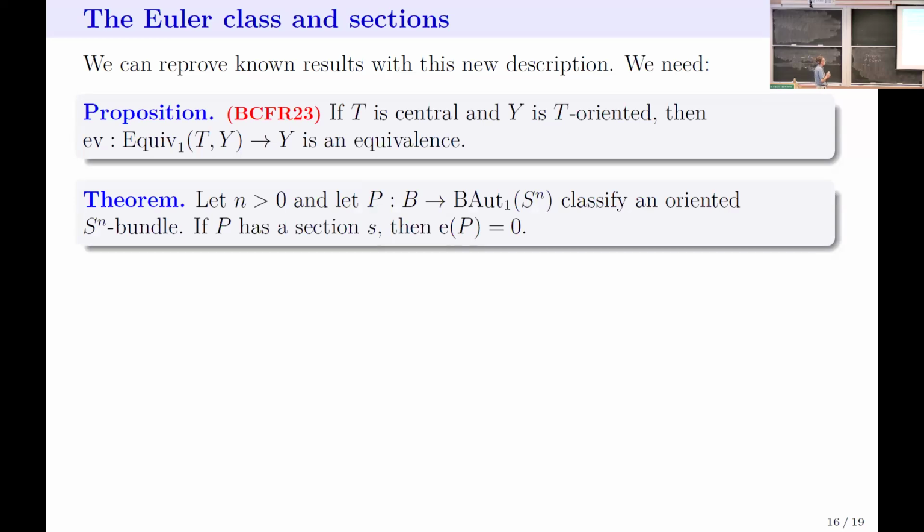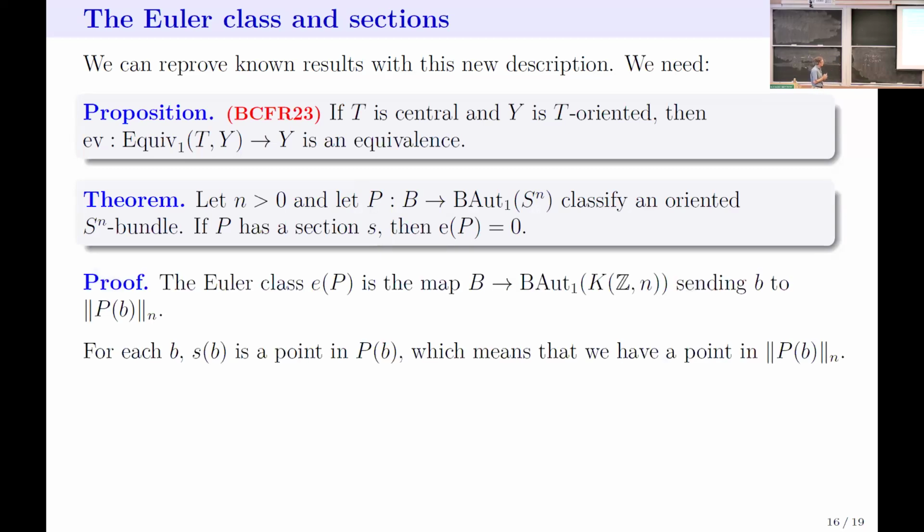I'd like to say that if I have an oriented sphere bundle, and if it has a section, then the Euler class is 0. Okay, so the Euler class, remember how it's defined. It's a composite of the representing map for my bundle with this map that just n-truncates. So I have the classifying map for the bundle, which tells me the fiber above each little b. And the composite will send a point in b to the n-truncation of the fiber over b.